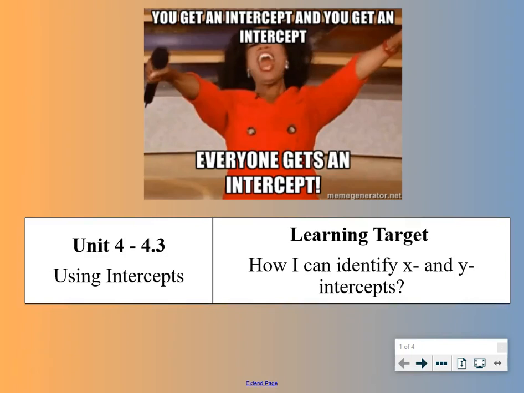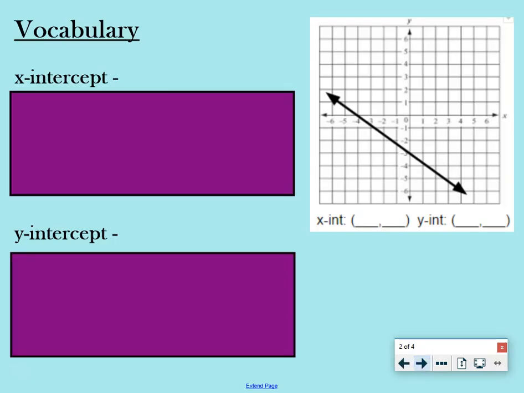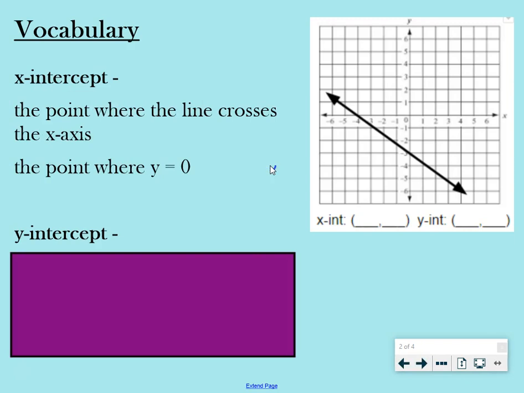Today our topic is using intercepts. So our learning target is how can I identify x and y intercepts. X-intercept. It's the point where the line crosses the x-axis, the point where y equals 0.